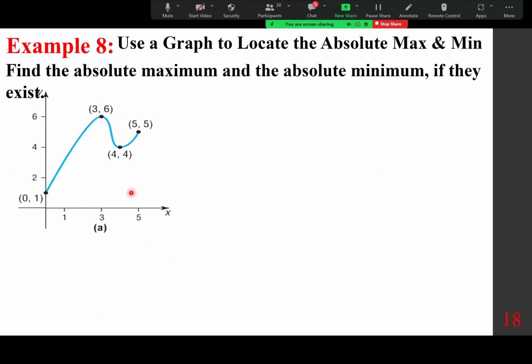We'll use the graph to locate the absolute max and min, finding the absolute maximum and absolute minimum if they exist. As you can see, this is a local max, this is a local min, and this one is also an absolute max. Why? No other point has a larger y coordinate. So absolute max equals 6 at this pair.